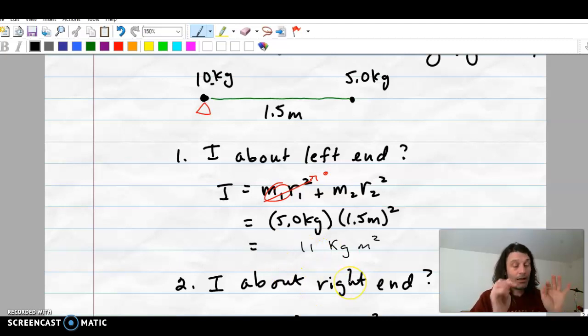Now remember, the I will change if I change the axis, the pivot point. So what if I make the I around the right side? What if I want to get rid of that guy and say, well, what if I make that the axis now? This has the same radius, right? But this is the one that dies. This has a larger mass from that same distance away. So the I should get bigger. Remember, moment of inertia is a resistance to change.